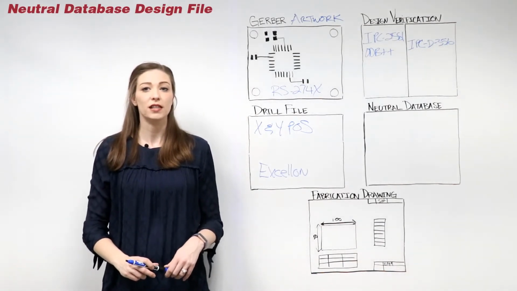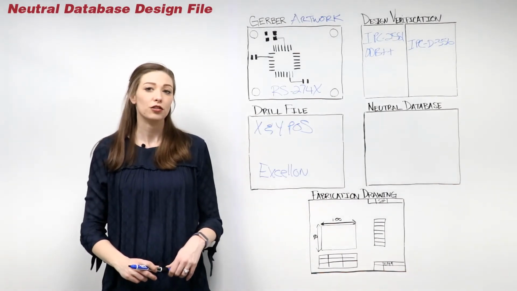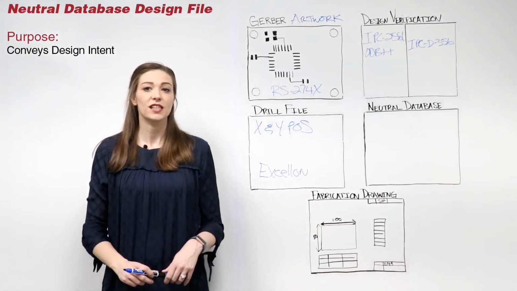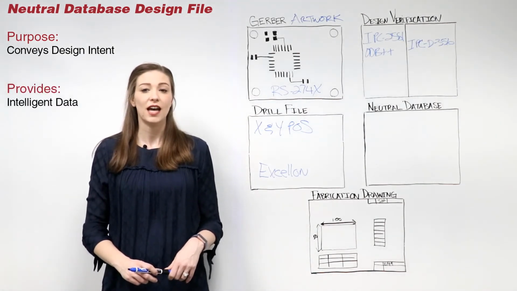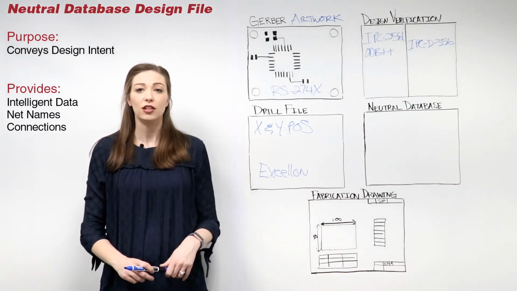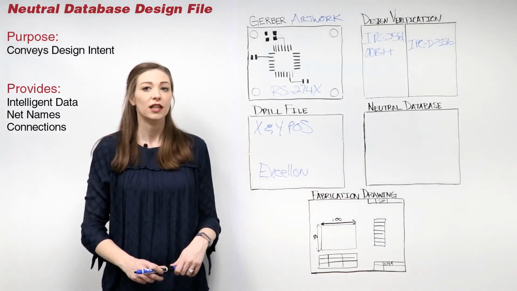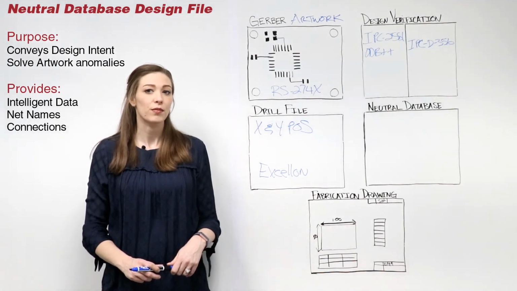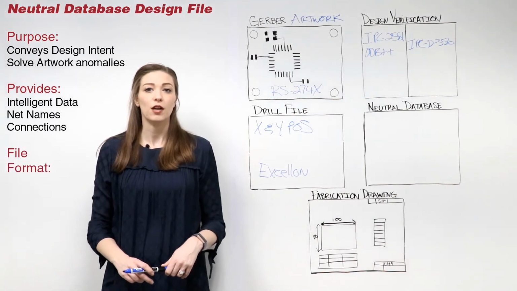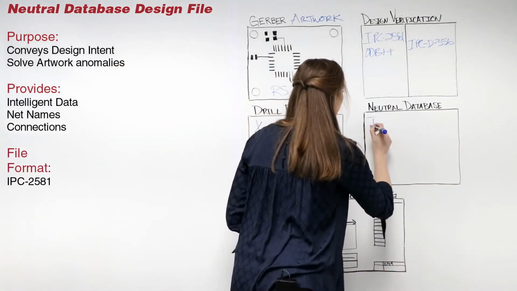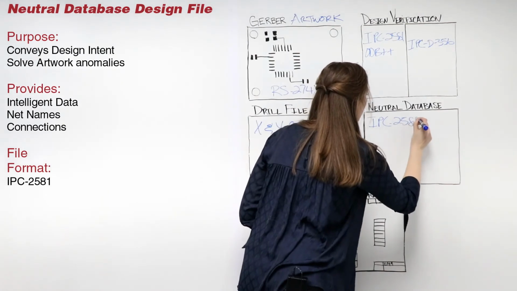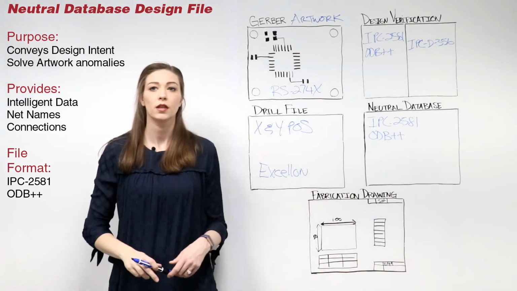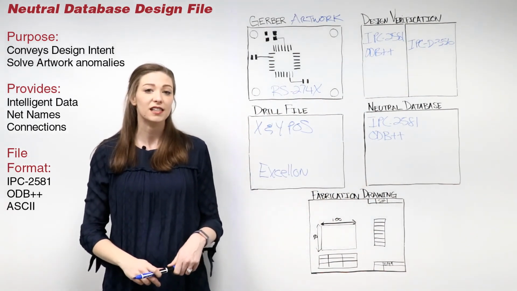Providing a neutral database design file allows the manufacturer to determine the design intent. Unlike graphic representations of the design, the database provides intelligent data including net names and connections. Providing this information can help solve artwork anomalies and move the design through the manufacturing process quickly. The best output formats for a neutral database are IPC 2581 and ODB++. However, some manufacturers will accept ASCII.